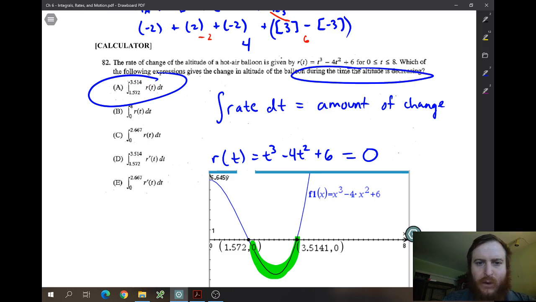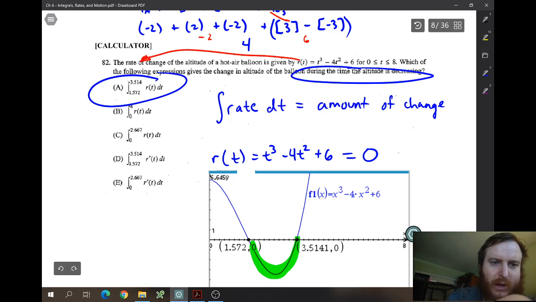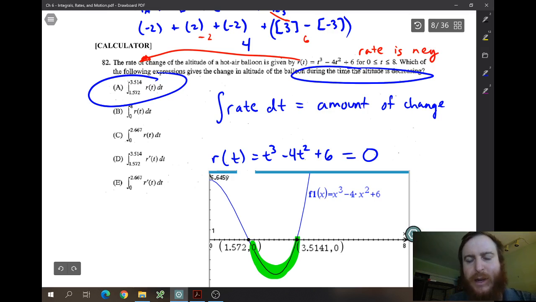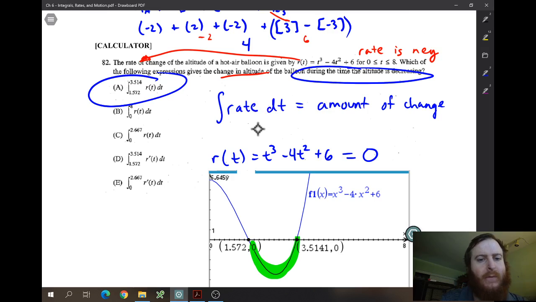Now, be careful, because R of t already is the rate. So we want when the rate is negative, and we don't need to do r prime because r is already the derivative. That's what we always need to be careful about: is the formula I'm given the original, or is it already the rate? In this case, it already was the rate. If we're going to find the change in the altitude, that's going to be the integral of the rate. So it's going to be the integral of r, because r already was the rate. So we can get rid of d and e.